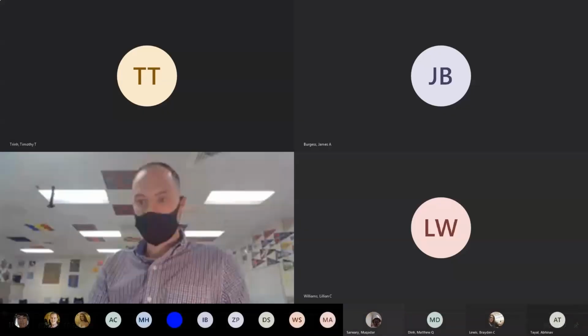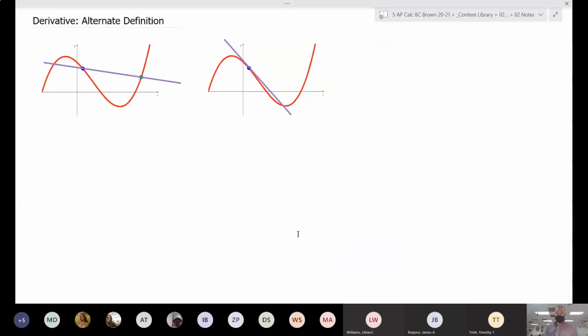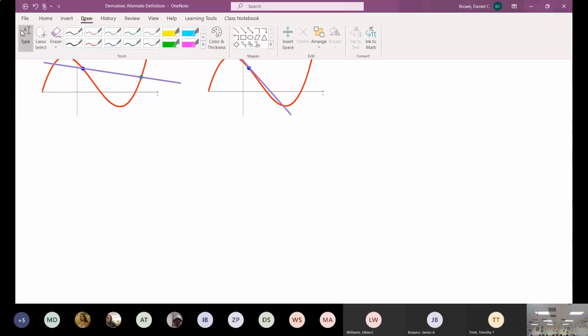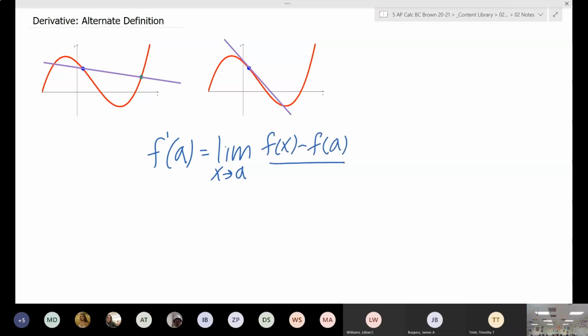been doing with the derivative with limits. And similar to when we first talked about the limits, I did want to review the alternate definition of the derivative using limits, and then kind of see how this connects to some stuff that we already did. So to remind you, the alternate definition of the derivative at a is the limit as x goes to a of f of x minus f of a all over x minus a.